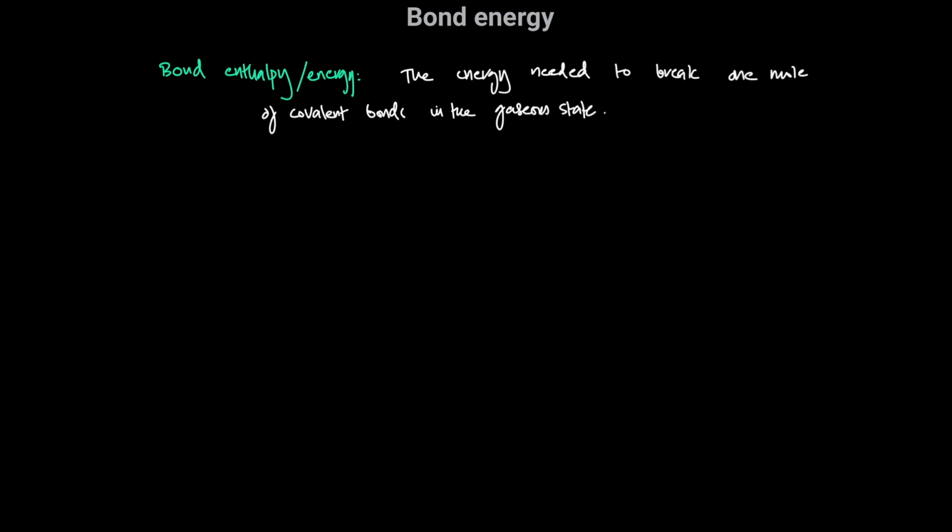Bond energies can be divided into two categories. When we talk about bond enthalpies, we have two broad categories. The first category is exact bond enthalpies. Exact bond enthalpies are for diatomic molecules. For diatomic molecules we use exact bond enthalpies.